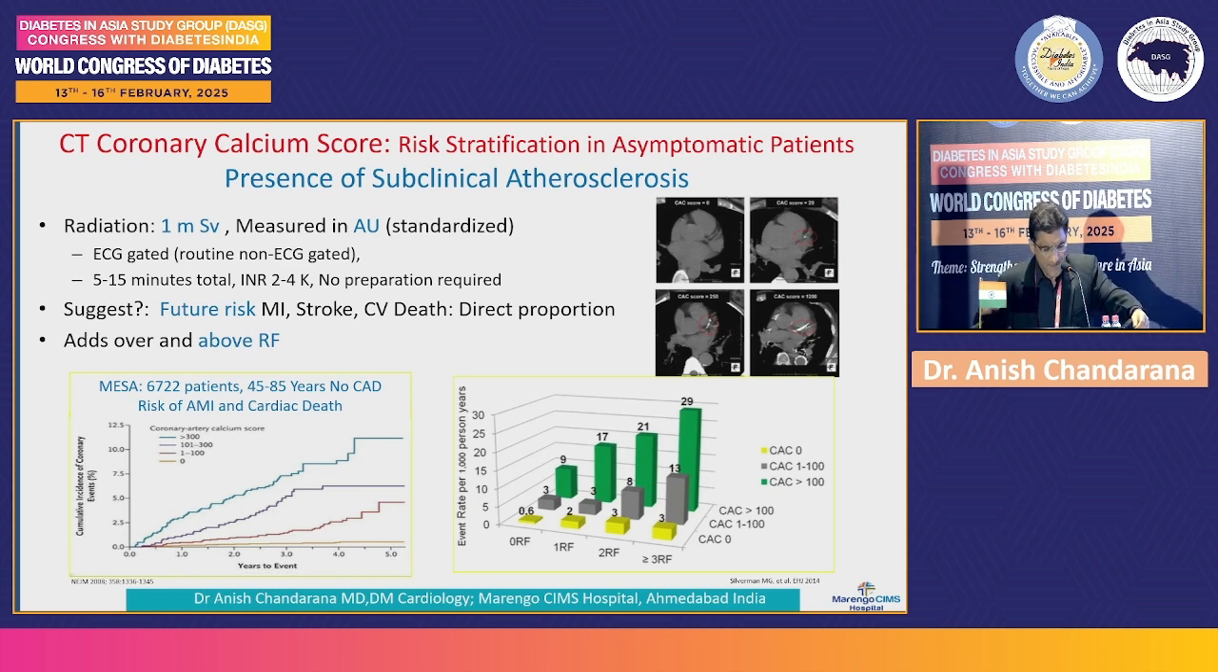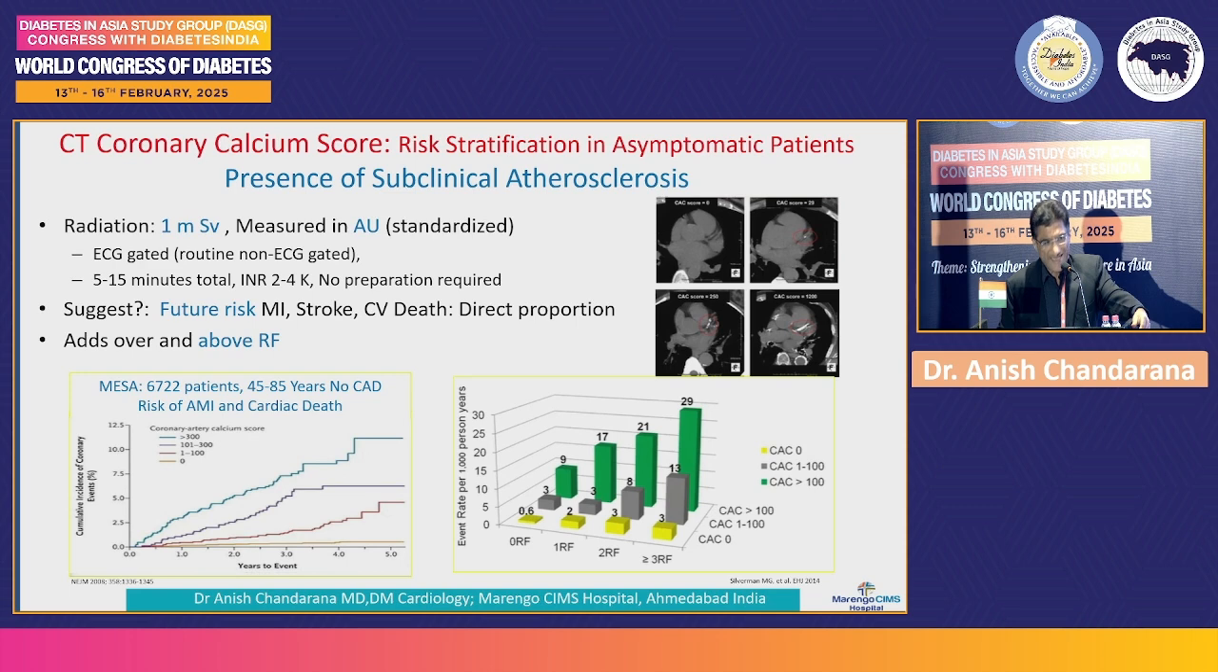What does it suggest? It suggests increased future risk of MI, stroke, and cardiovascular death, and it is directly proportionate to the Agatston unit score. Higher the score, higher the future risk of cardiovascular events. This is wonderful data obtained from the MESA trial, 6,700 people who didn't have coronary artery disease to begin with. When the CT coronary calcium score was 0, the risk of CV events for the next 5 years was very, very low. And as the score increases, risk increases in proportionate manner.